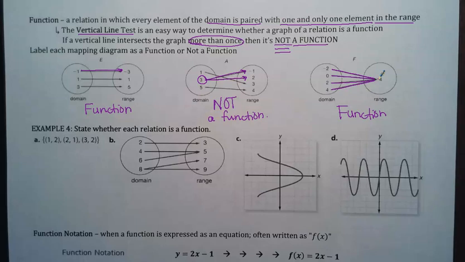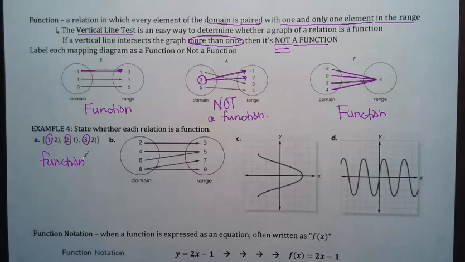All right, so example 4. Let's state whether each relation is a function. Okay, so think about each number. We have to look at the domains. There's a 1, a 2, and a 3. There are no repeats in the domain, so this is a function because each domain is paired with a range.